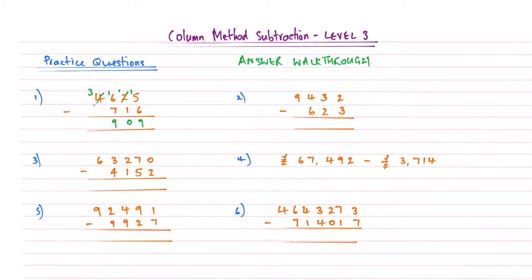Then move on to the last thousands column, put a 0 in if you want. 3 take away nothing, it's 3. So question 1 is 3,909.